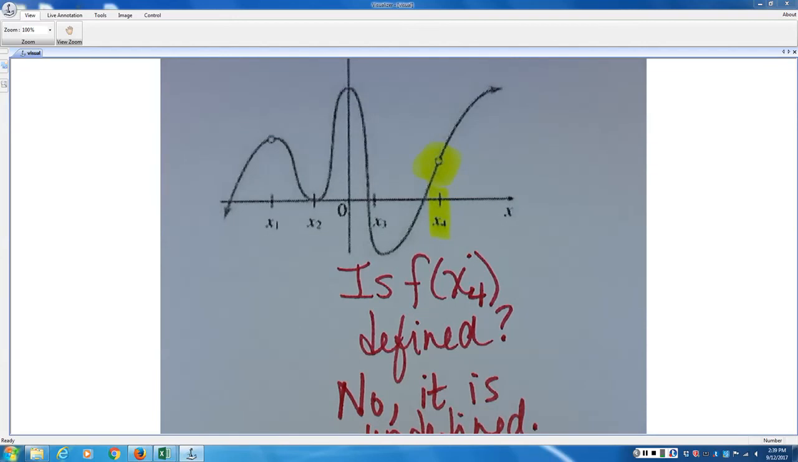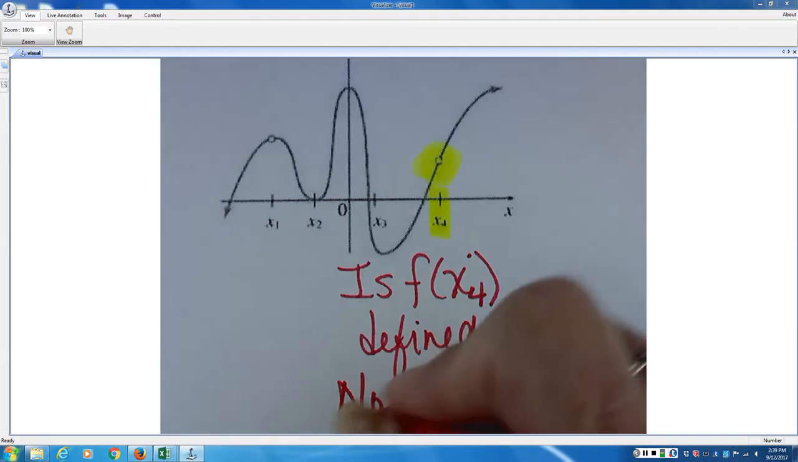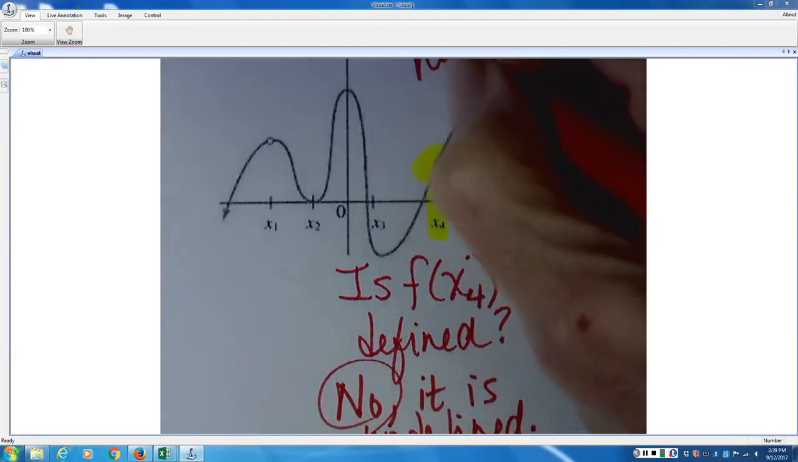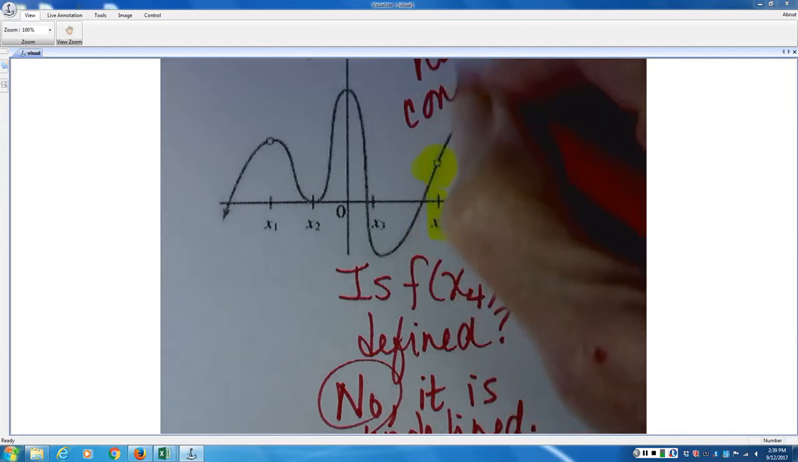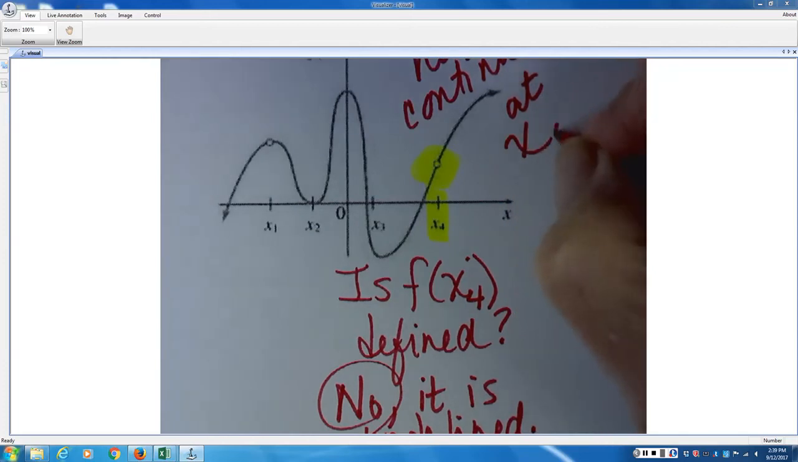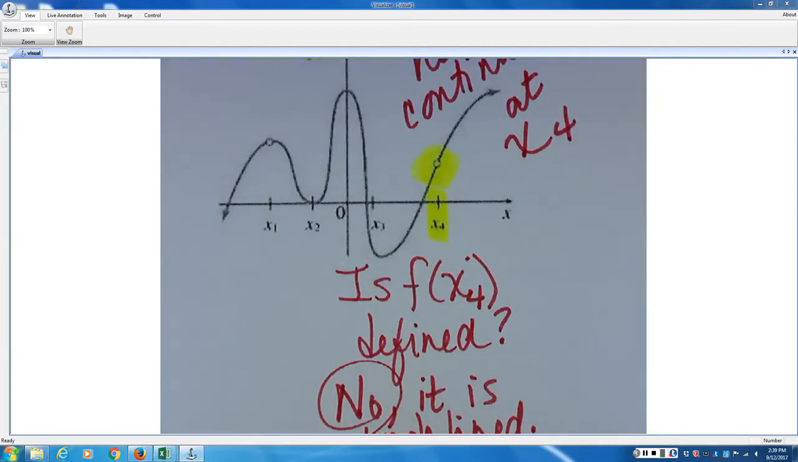Is it continuous? No. Do I need to go any further if this step failed? No, I know right there. That first step said no. As soon as I get the first no, it's not continuous at x sub 4.